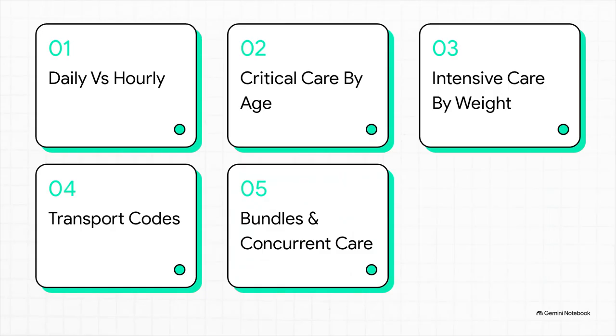We've got a really packed syllabus for today's masterclass. We'll start with number 1, global daily versus hourly codes. Then number 2, critical care by age. Number 3, intensive care by weight. Number 4 covers pediatric critical care transport. And finally, number 5, bundles and concurrent care.